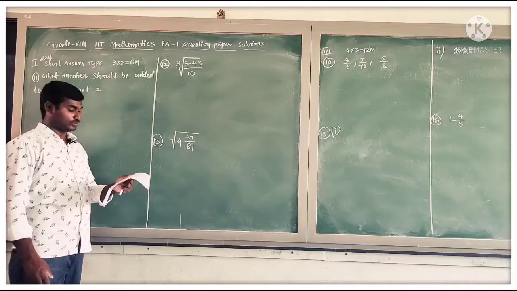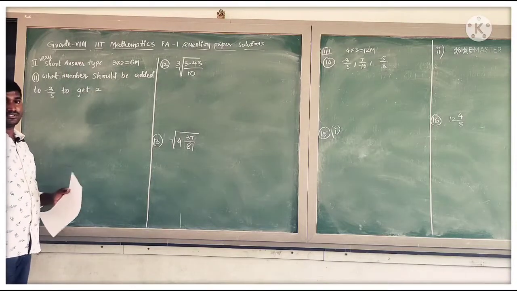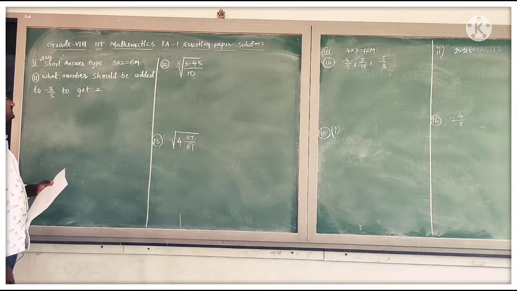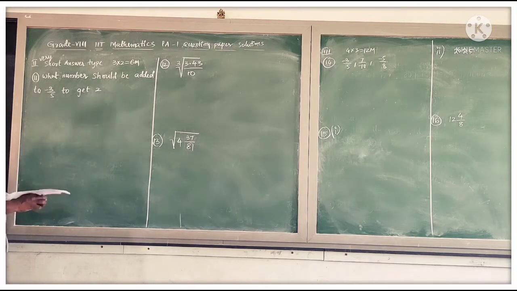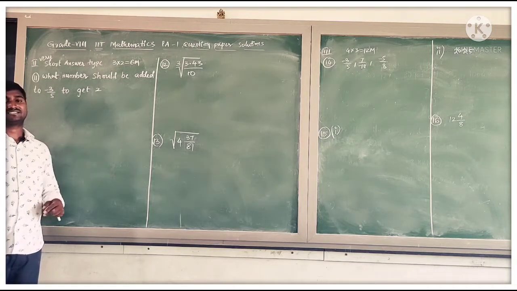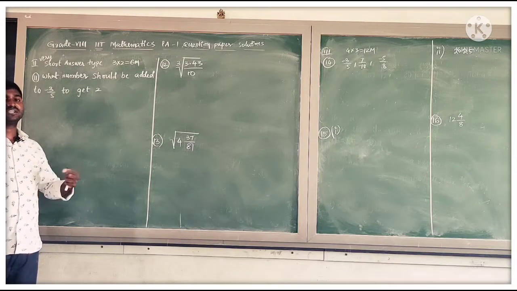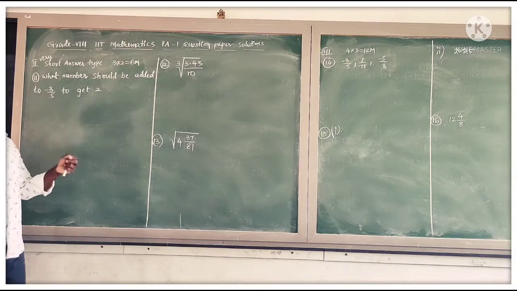Next, we are going to discuss very short answer type questions. In that, the 11th question: what number should be added to minus 3 by 5 to get 2? So we need to add some number to minus 3 by 5 to get 2. Generally, what number if added to 4 gives 10? We need to add 6, since 4 plus 6 equals 10.